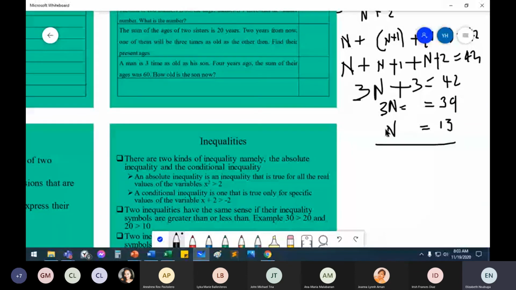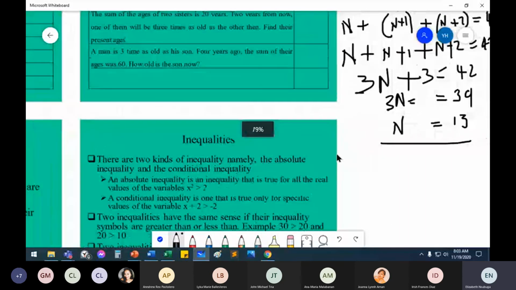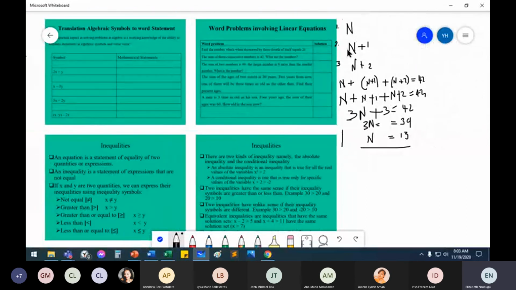Is this my answer? No, it's not my answer. The question is find the numbers. So what was the first number? First number is 13. Second number is 13 plus 1, 14. Third number is 13 plus 2, which is 15.